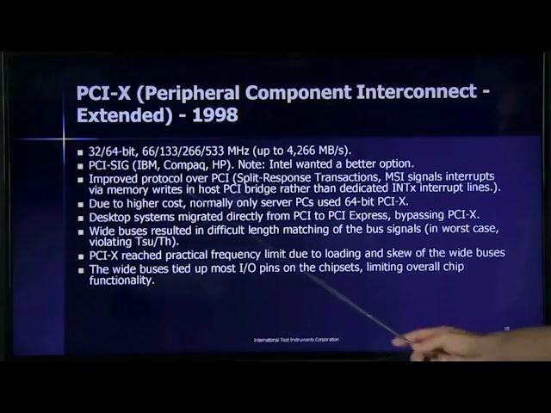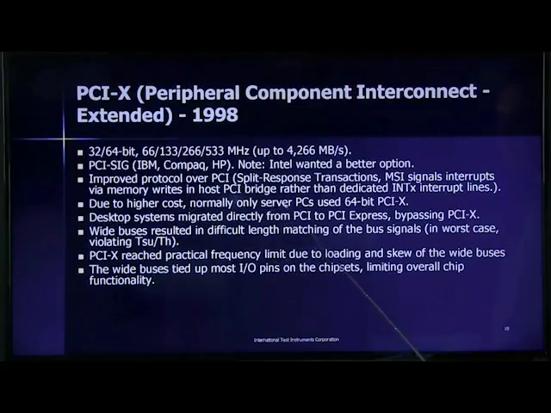Due to higher cost, just like in PCI, only server pieces normally use 64-bit PCI-X. Desktop systems for regular consumer use normally stayed with 32-bit and also 33 megahertz PCI cards. And later the desktop systems also went directly from PCI to PCI Express, so they never implemented PCI-X. PCI Express is actually a very low cost solution, although also very high performance, as we'll see later.